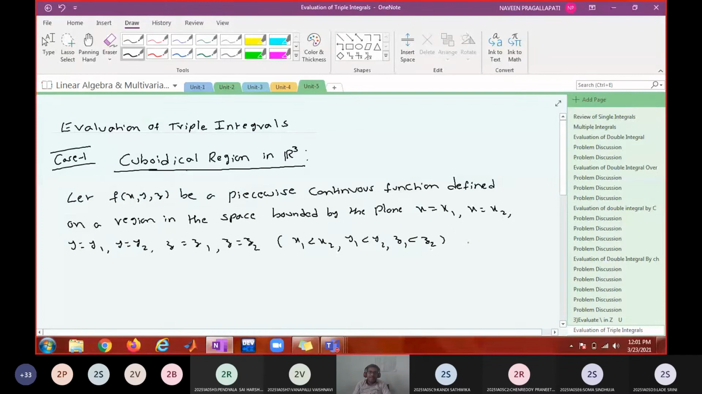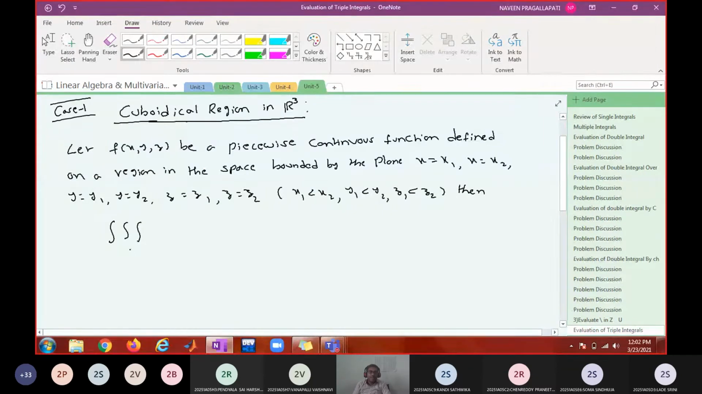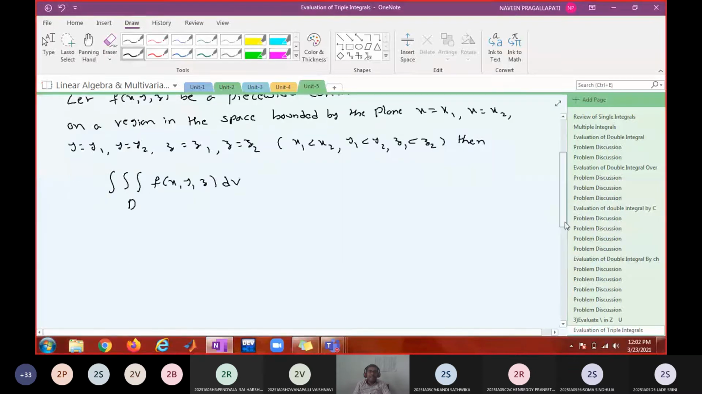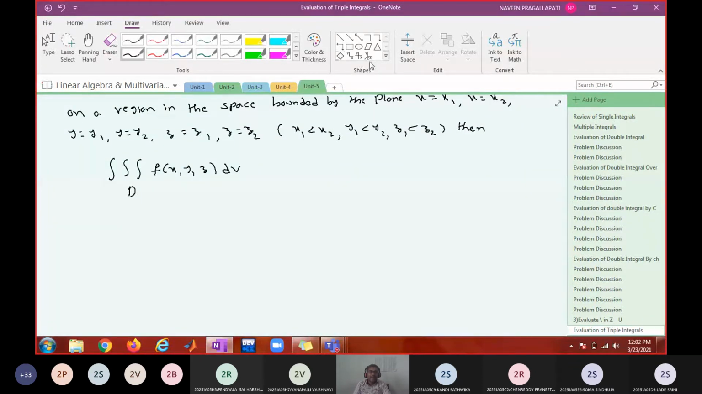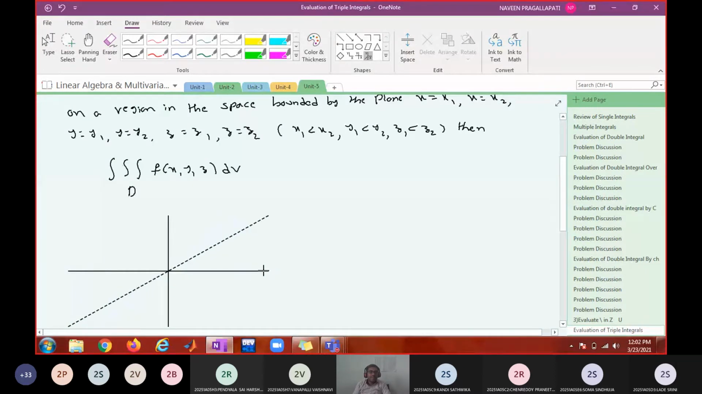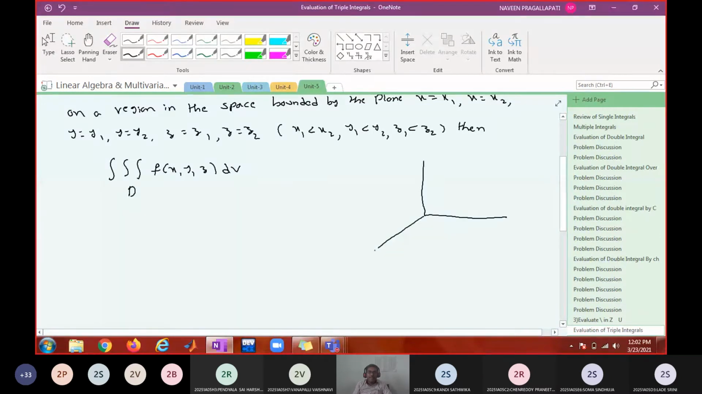Then the integral over D of f of x, y, z dv. What kind of region is it? It is a cuboidal region bounded by six planes. Those planes are parallel to the xy plane, yz plane, and zx plane.